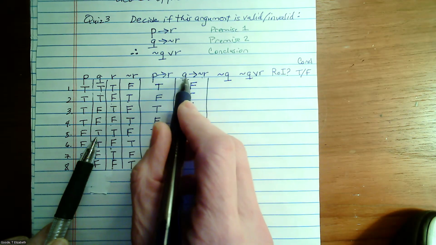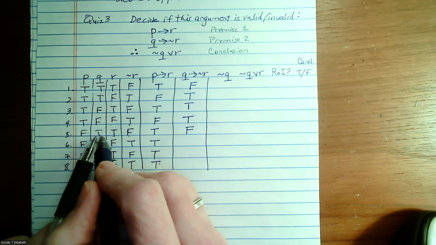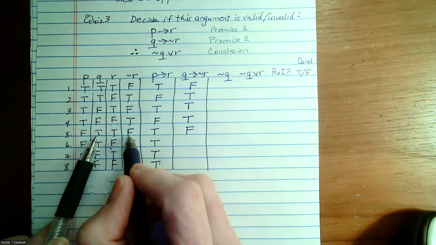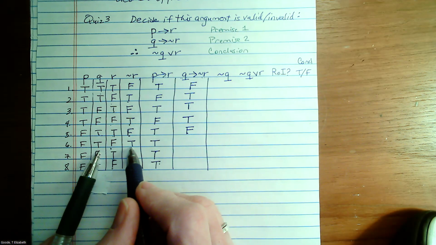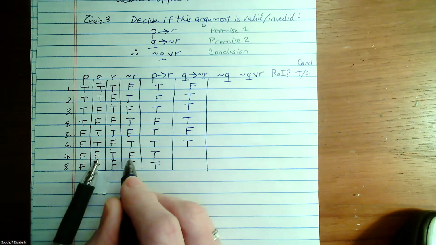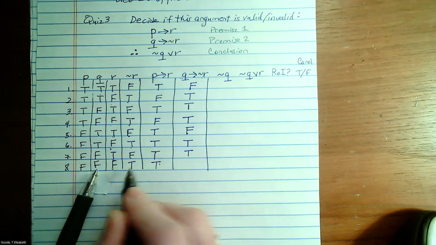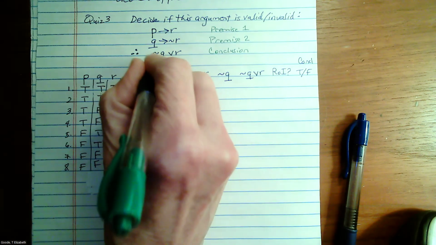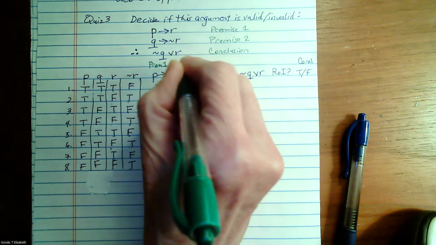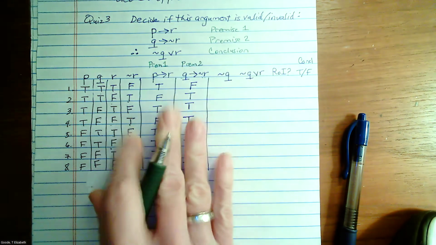The only time the if-then fails is when the hypothesis, and this time that's Q, is true, and the conclusion, which is not R, is false. That's when the if-then fails. Good. Row 6. True. Good. Row 7. True. And row 8. True. Exactly. So we've just made our premise 1 column and our premise 2 columns. We've got our premise columns sorted out, don't we?